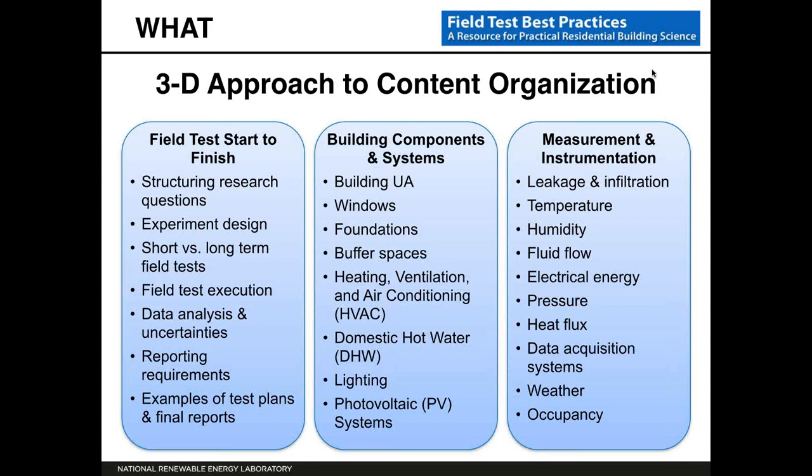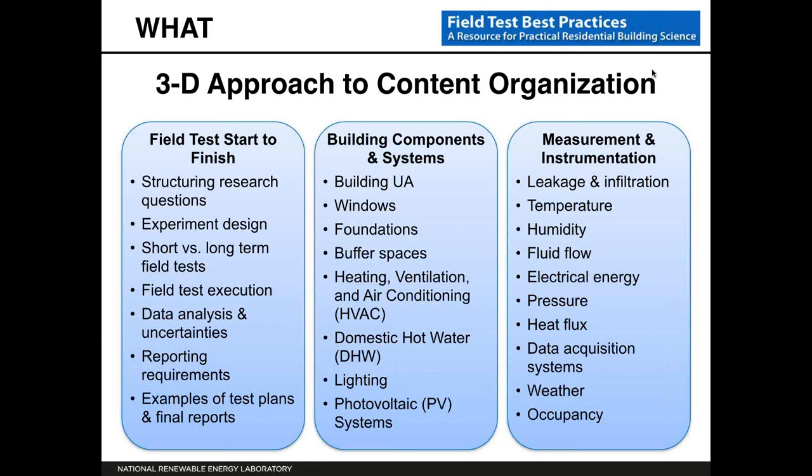As I've mentioned, we've organized the content in a way that allows users to search for it from 3 different kinds of perspectives. Field Test Start to Finish gives a list of topics that are centered around general guidance on field test planning and execution. The Building Components and Systems landing page will be useful if you're looking for information on how to test specific appliances or building systems. For example, if you're looking at the heat transfer through a foundation or the installed energy performance of a central air conditioning system. The Measurement and Instrumentation section lists the types of measurements that you might need to make for your field experiment. For example, how to measure electrical energy or how to measure different kinds of temperatures.